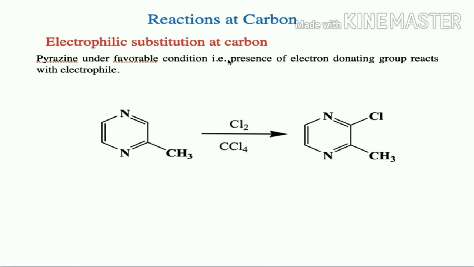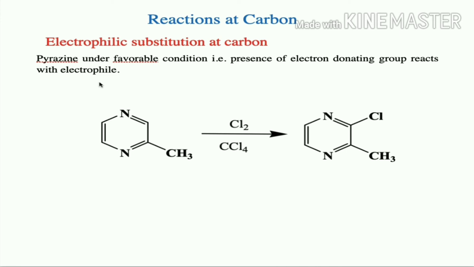So if you come to the reaction at the ring carbon, if you want to do an electrophilic substitution reaction at carbon, it is not favorable because it is having lesser basicity. It is having a pKa value of around 0.6. So it is not in a position to react.